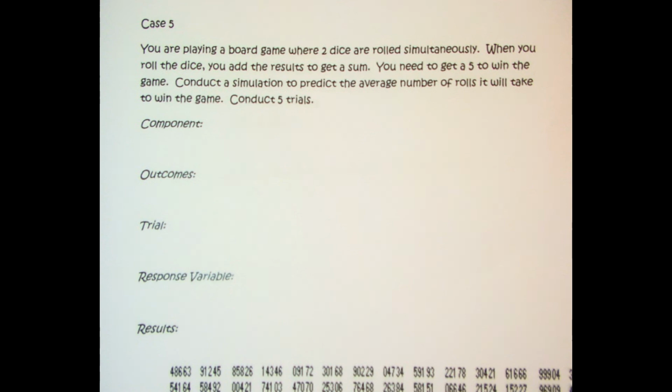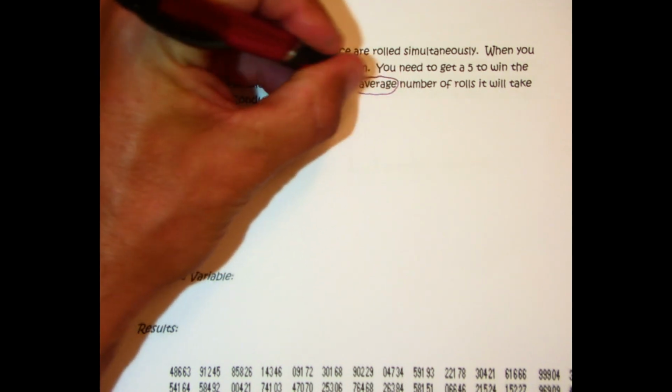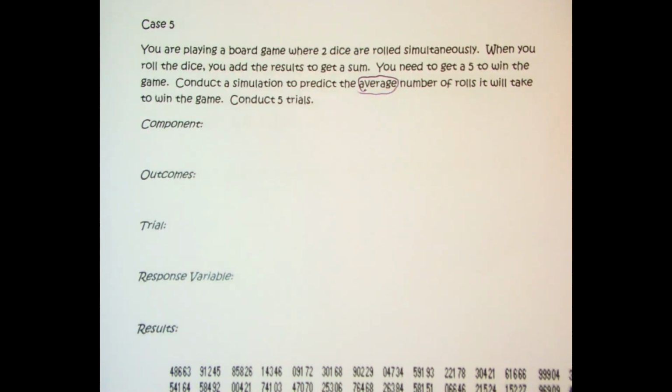Alright, so you're playing a board game. 2 dice are rolled simultaneously. When you roll the dice, you add the results to get a sum. You need a 5 to win the game. Conduct a simulation to predict the average number of rolls it will take to win the game. Well, that's nice. They told us what our response variable is, so we already know that.